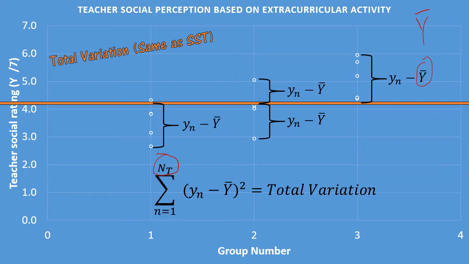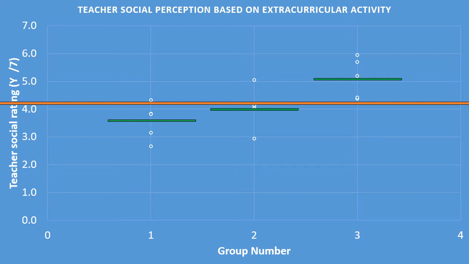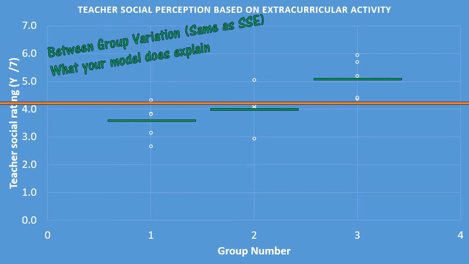Let's look at the next part of it, which you can imagine is going to be the SSE and the SSR. So let's take a look at that. Now you're going to learn how to calculate what's called the between group variation. Between group variation in one-way ANOVA is the same as SSE, the sum of squares of your estimate. That's what your model does explain. How much of the variation is explainable by your model? That's what we're looking at. Hopefully you can see why this is the explainable part in a second when I draw these lines.